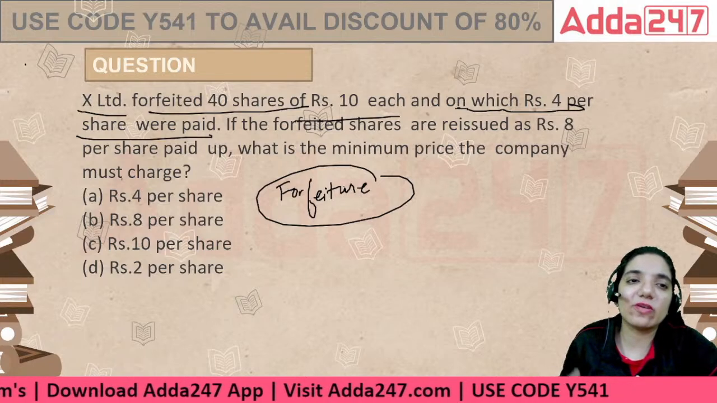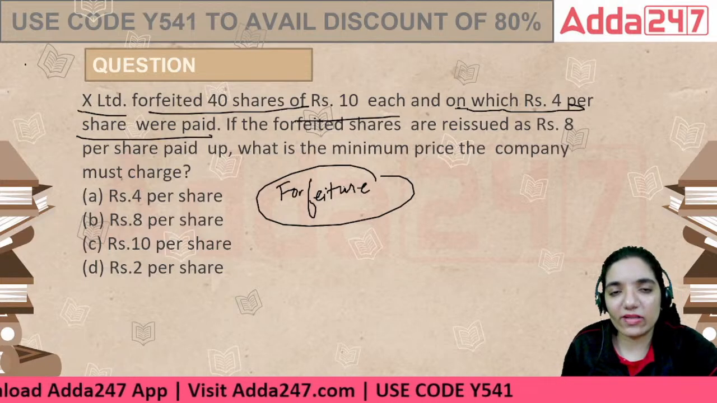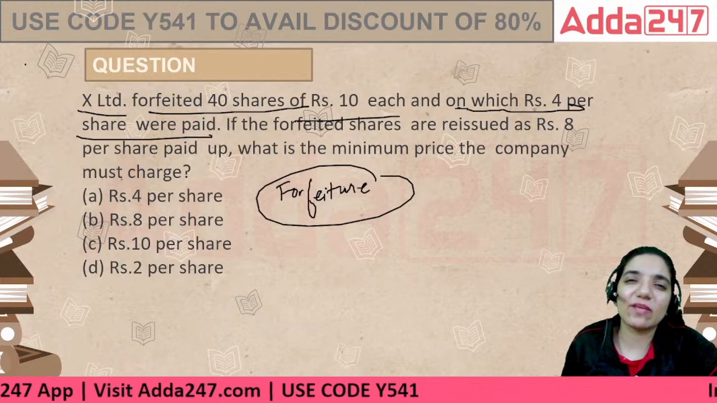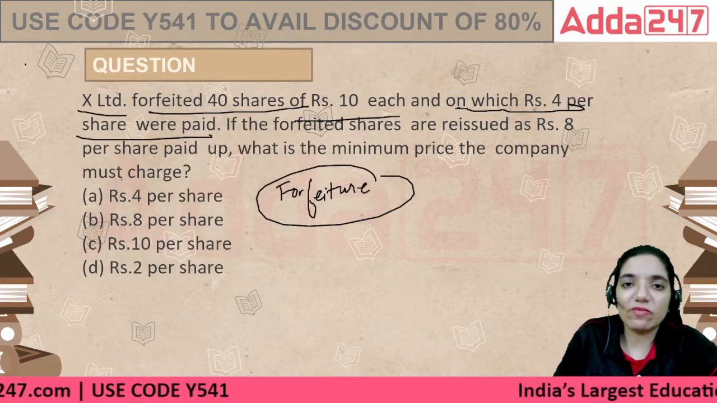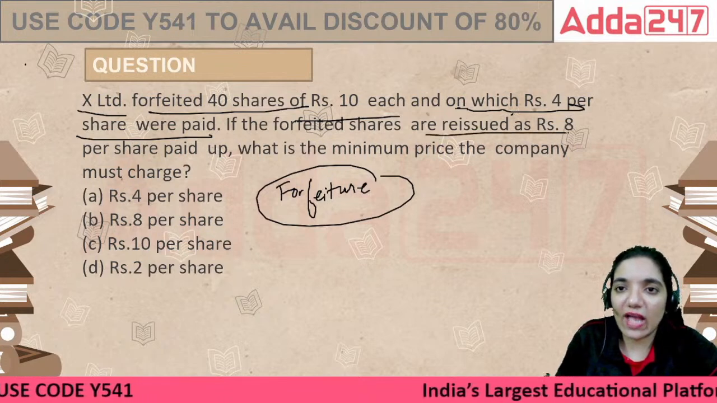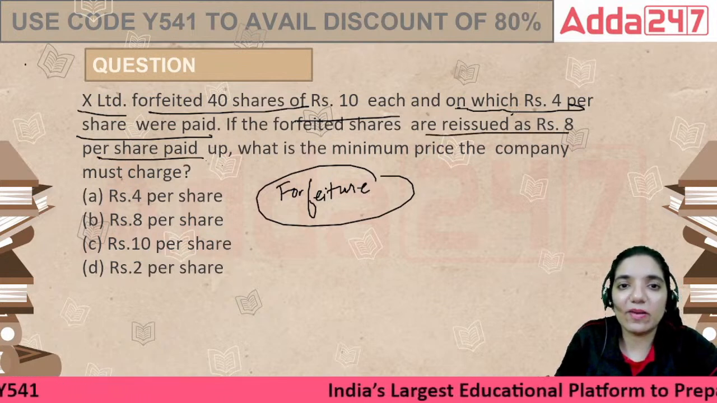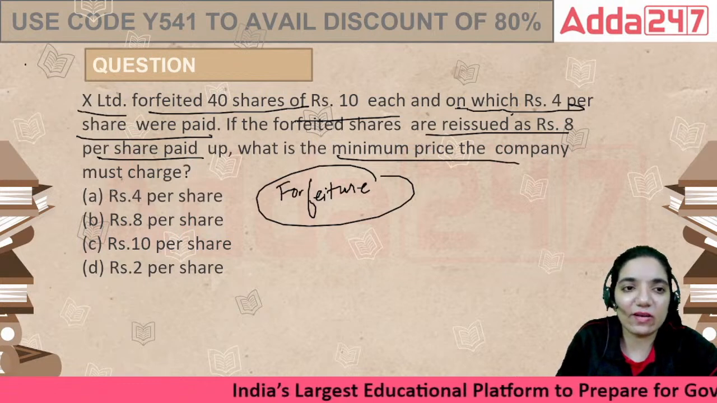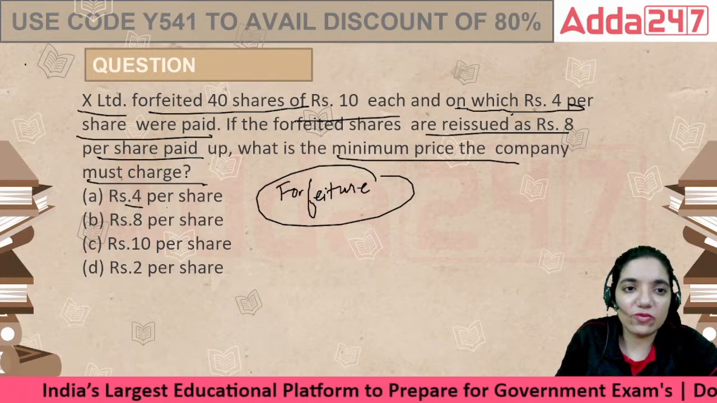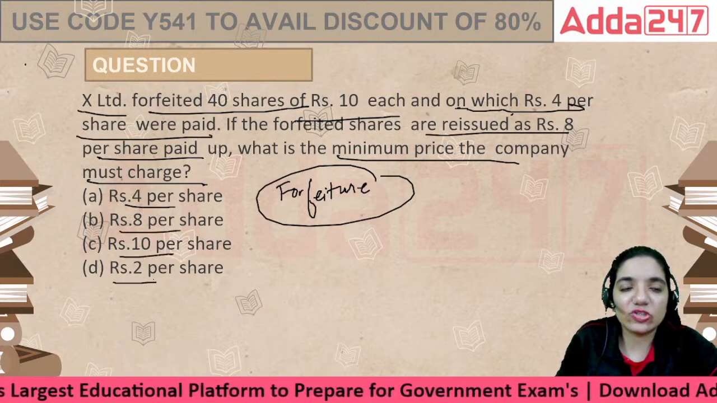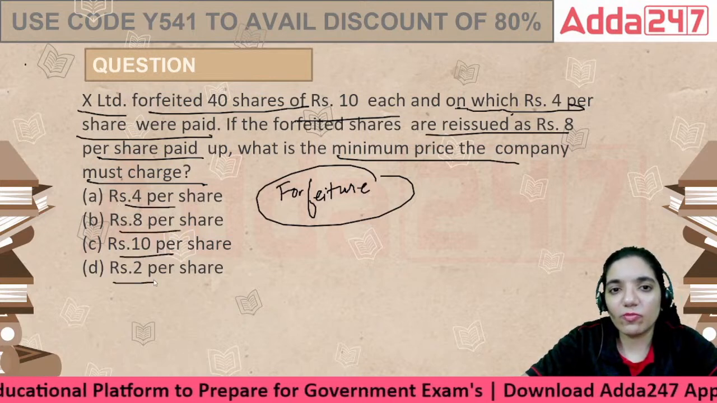We are making sure that the amount that they have paid till now, we are not giving them back, because we have asked them so many times to pay but they didn't. So if the forfeited shares are reissued as 8 per share paid up, what is the minimum price that the company must charge? Is it 4 per share, 8 per share, 10 per share, or 2 per share? What would be the value?